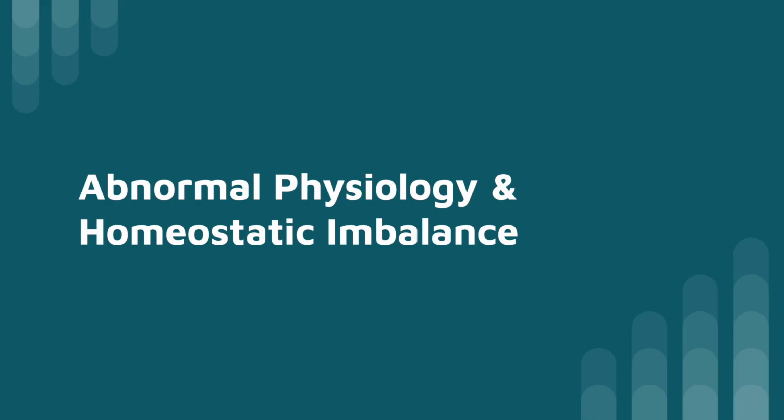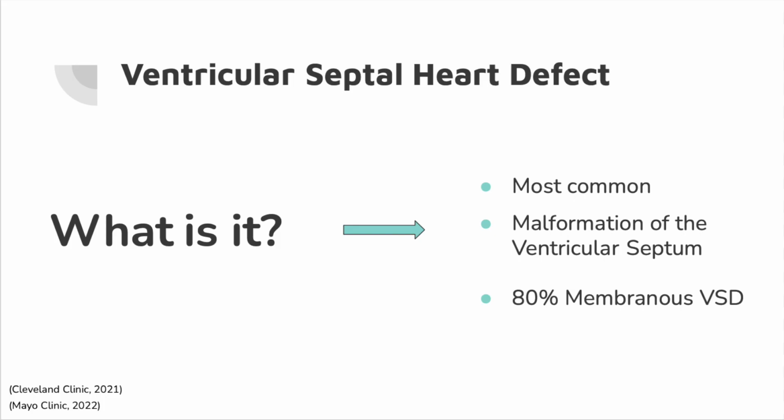Abnormal physiology and homeostatic imbalance. A ventricular septal defect is one of many types of congenital heart defects, but it is the most common. VSD is a result of the malformation of the ventricular septum, which is the wall that separates the two ventricular cavities. This malformation occurs in utero when the heart is developing.